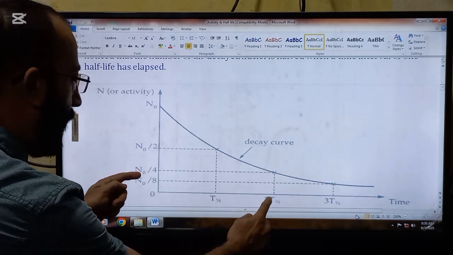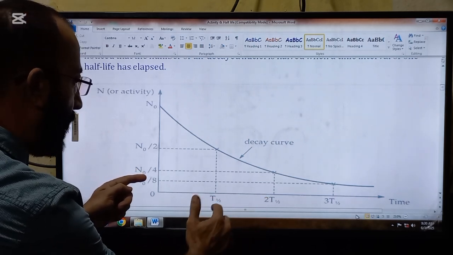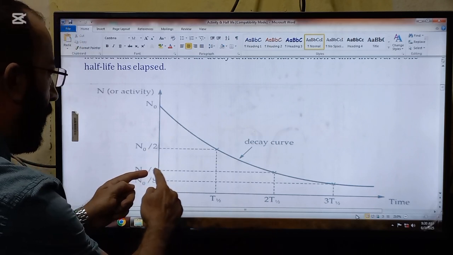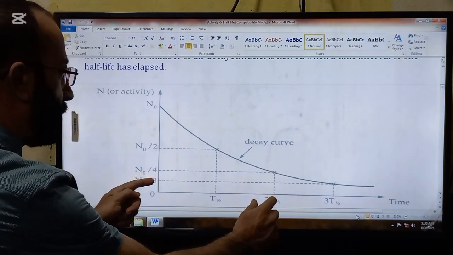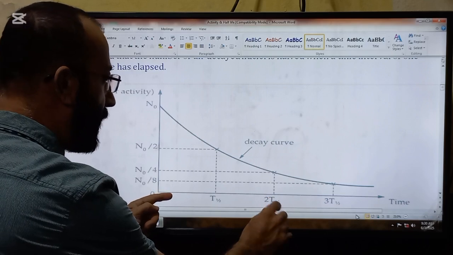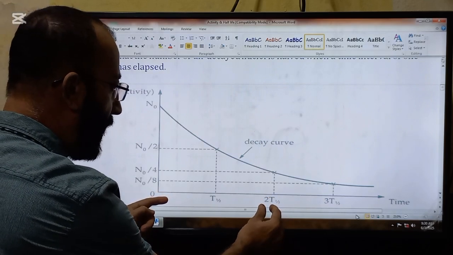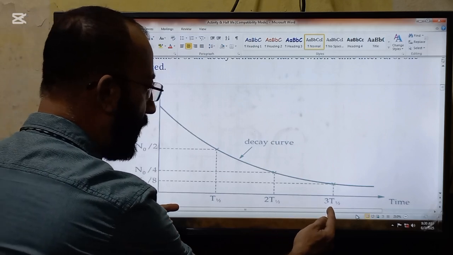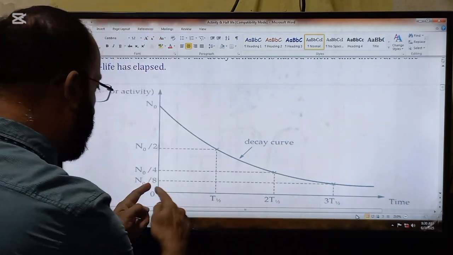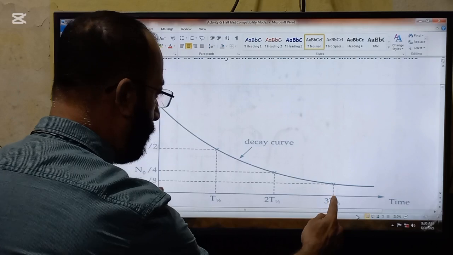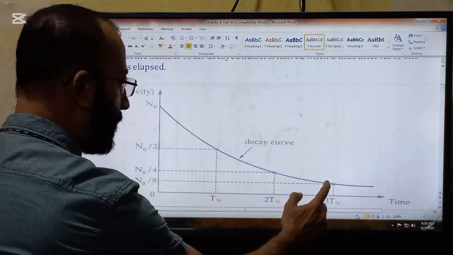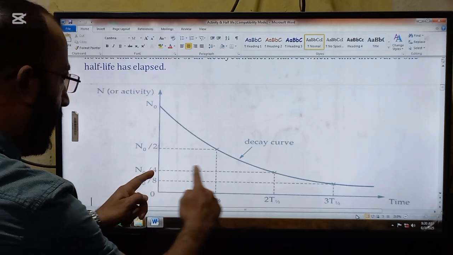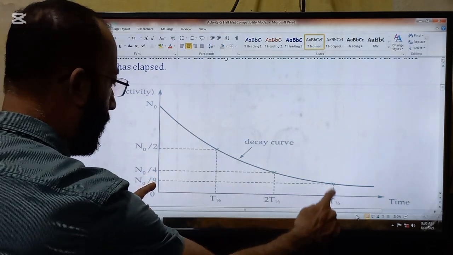Then in further half-life, so T 1 by 2 plus T 1 by 2 will be 2T 1 by 2. Further half of the substance will be decayed. Then plus another half-life will be added. So 2T 1 by 2 plus T 1 by 2 will be equal to 3T 1 by 2. So another half of the substance will be decayed. So this is first half-life, then further half-life, then further half-life.